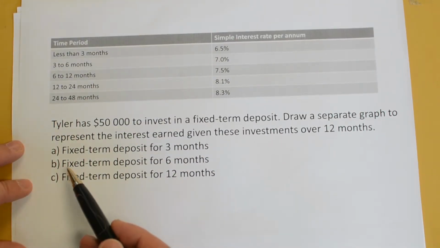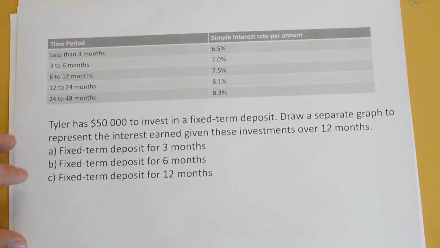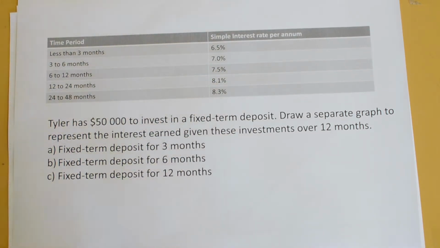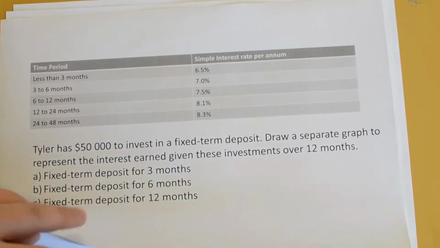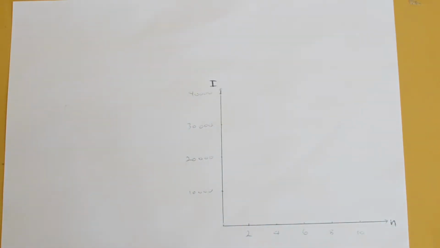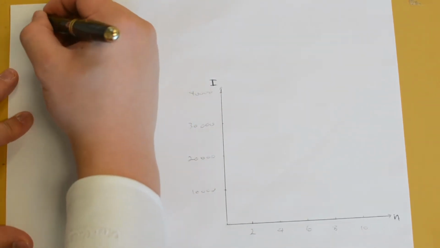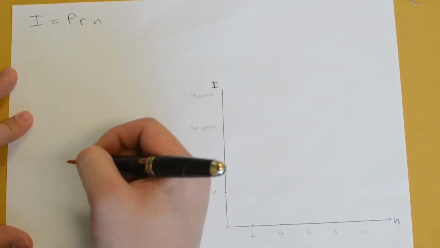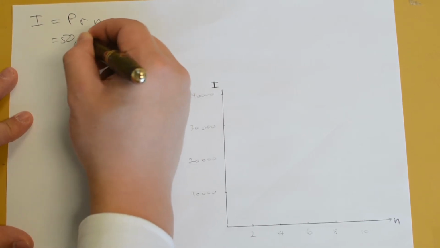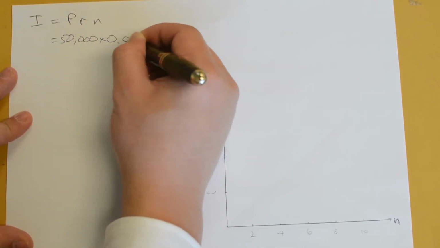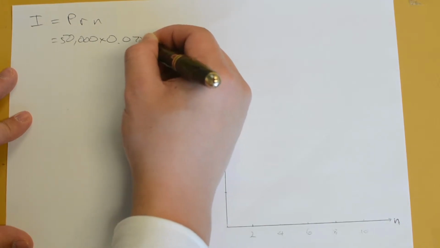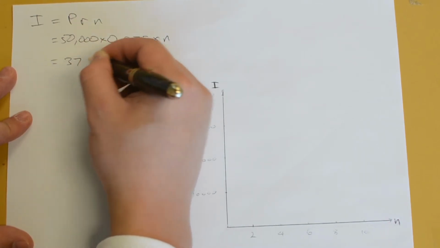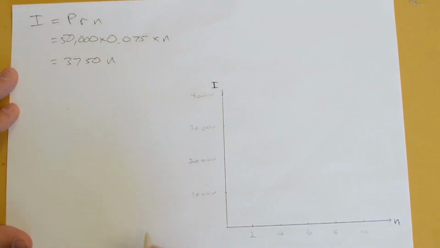Part B is our fixed term deposit for 6 months. So 6 months would mean we would be in here, so we get an interest rate of 7.5%. Here's another graph that I prepared. Using the same formula, interest equals the principal times the rate times the time periods, we would get $50,000 times 7.5%, 0.075 in decimal form, multiplied by n. In the calculator, we get 3,750 n.